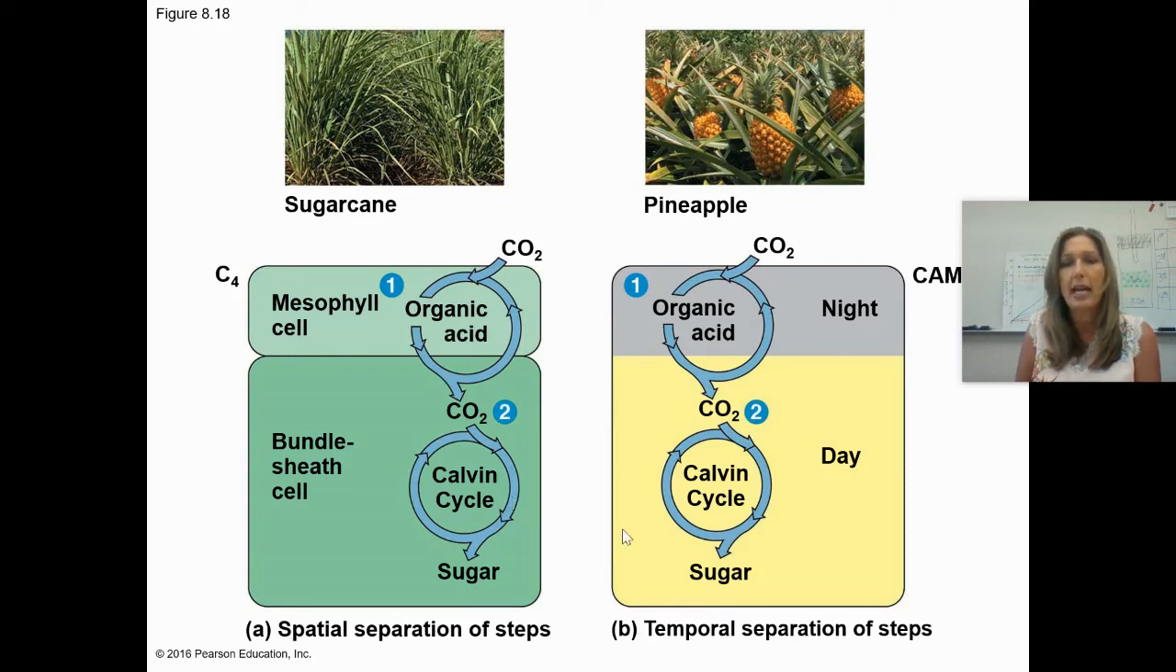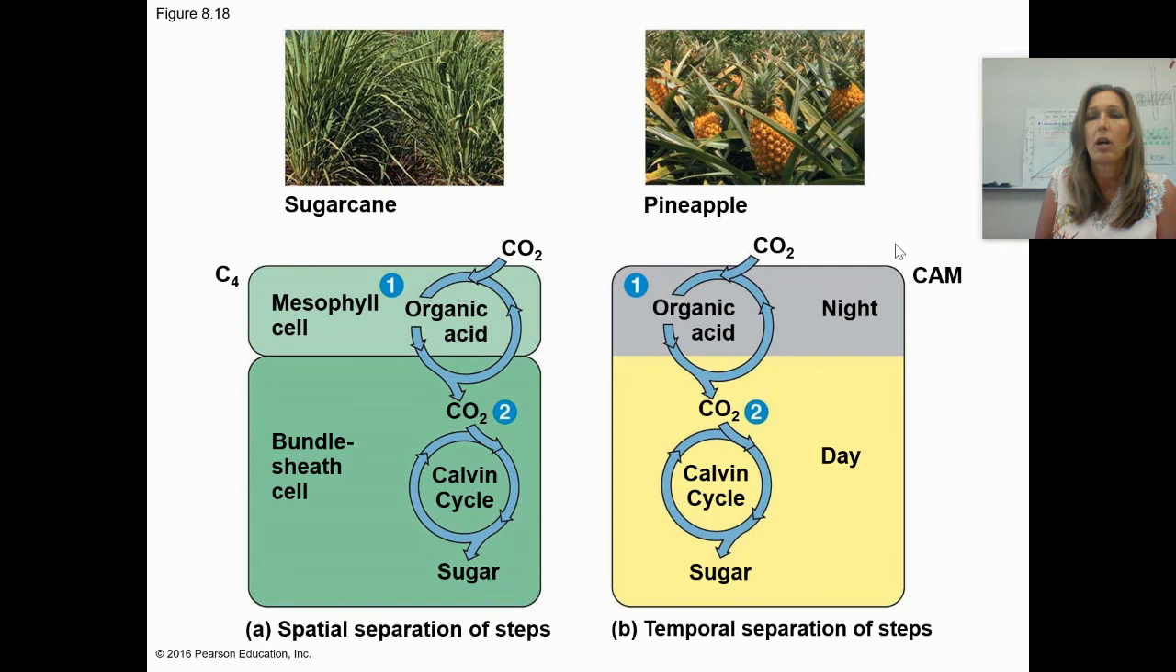Now, the last type of evolutionary adaptation is called CAM, C-A-M. I can't even pronounce the crassulacean acid metabolism. You don't need to know that. It's CAM photosynthesis. And for CAM photosynthesis, they had an easier process: instead of having specialized arranged cells that do one thing and move stuff to the next, what CAM plants actually do is they just reverse when their stomata are open and closed.